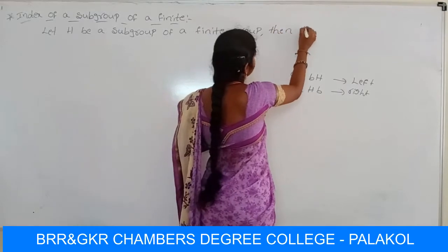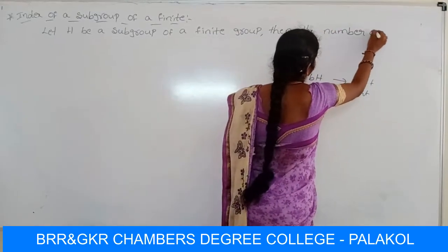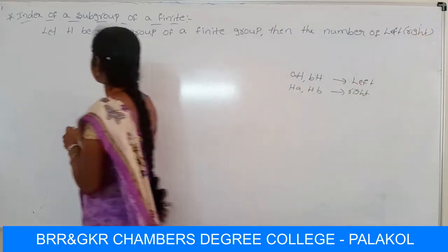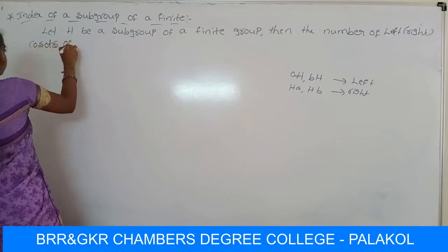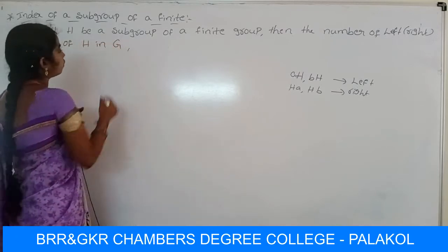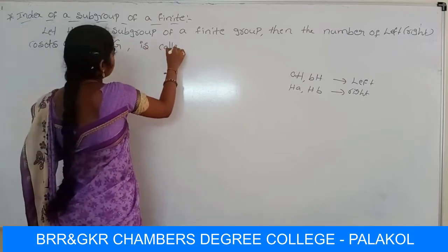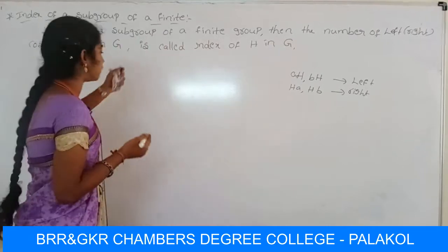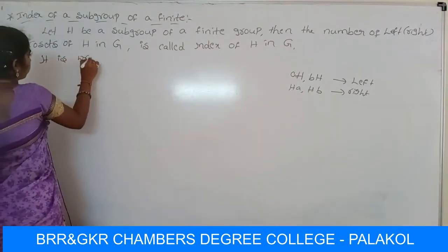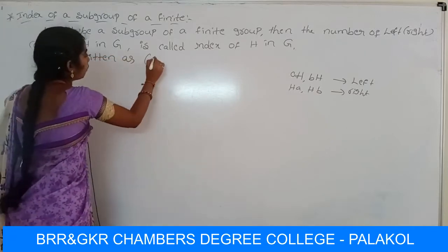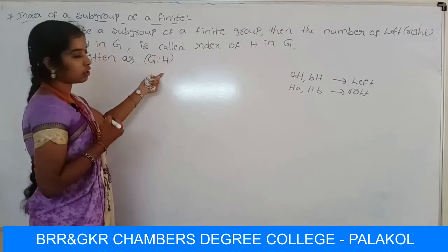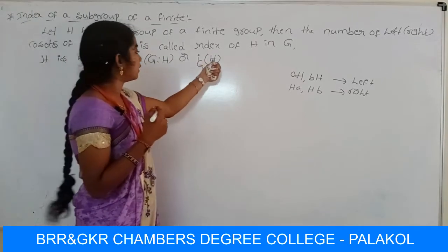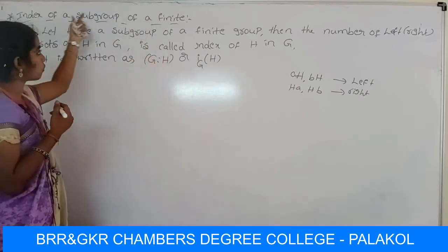Then the number of left or right cosets of H in G is called the index of H in G. It is written as open brackets G colon H, and read as the index of H in G, or i_G of H. So this is the definition of the index of a subgroup of a finite group.